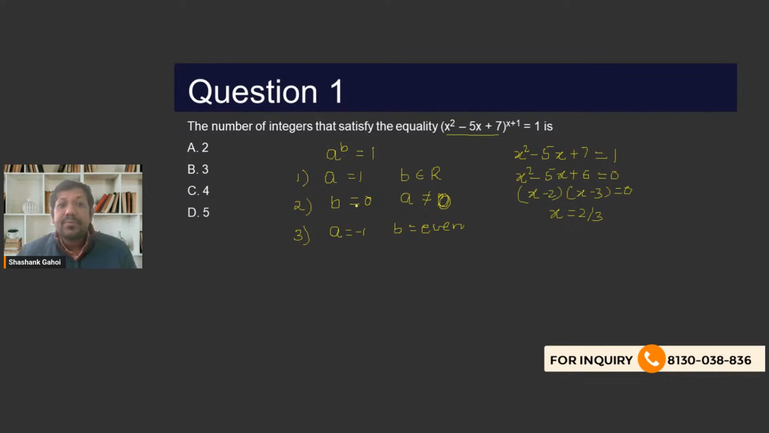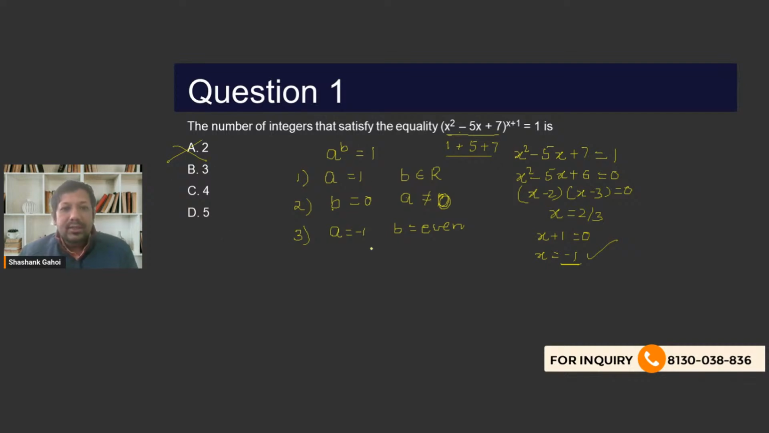Now the second inference is power is 0. So if I put x plus 1 equal to 0, x will be equal to -1. Now I need to put this -1 in the equation and see whether it becomes 0. So x square is 1, minus 5x is going to be plus 5, and plus 7. Is it being 0? No. So this value is acceptable, because if b is 0, then a is not 0. Now let me go with the third inference. We got 3 solutions so far, so A cannot be the answer.